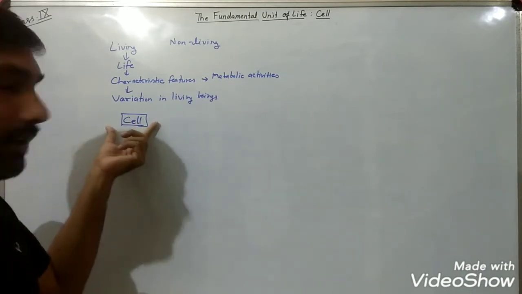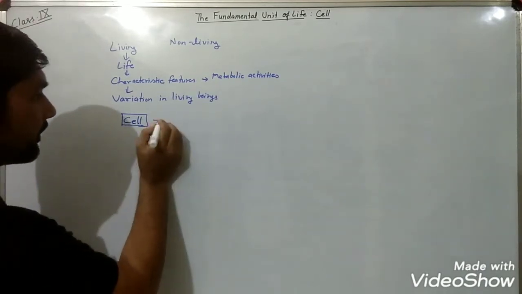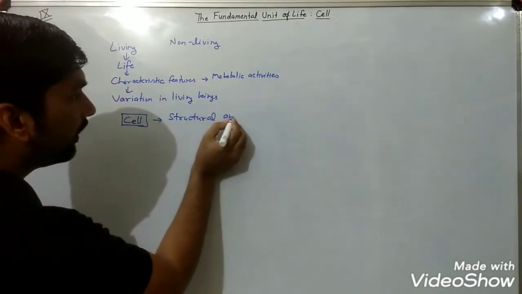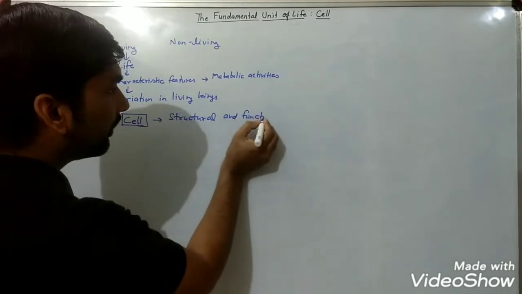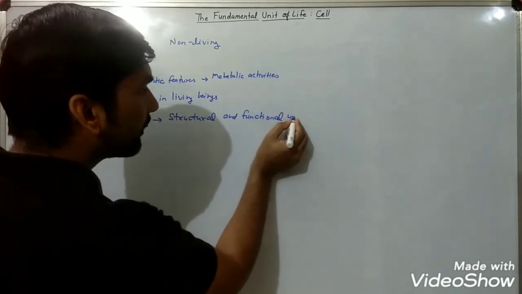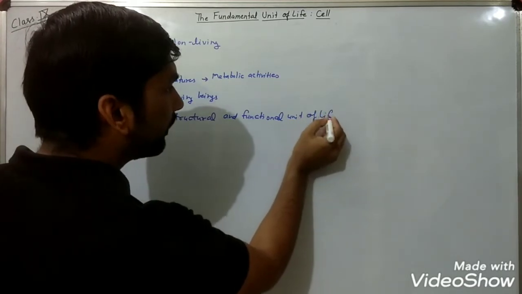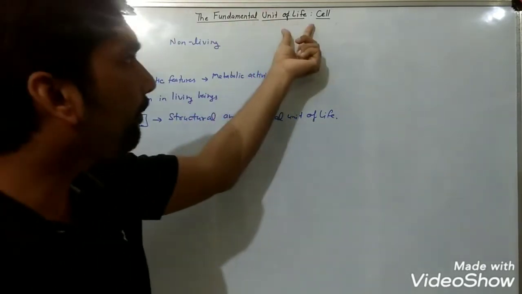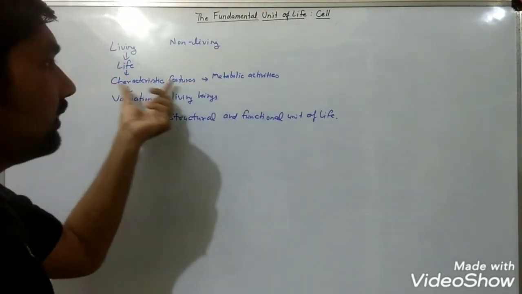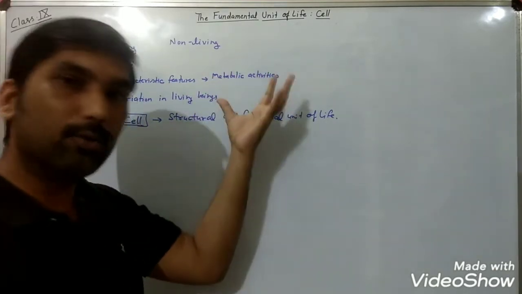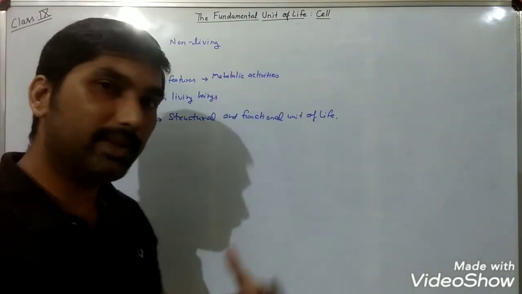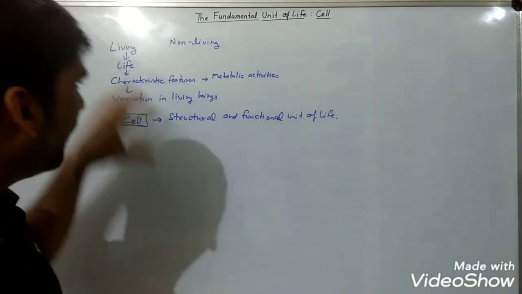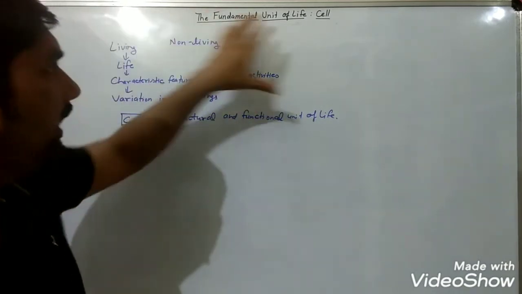Actually, what is a cell? It is the structural and functional unit of life. Since living beings contain life because they have characteristics like metabolic activities, growth, reproduction, consciousness, means they have an ability to sense their surroundings, that's why they are considered living and they have life.